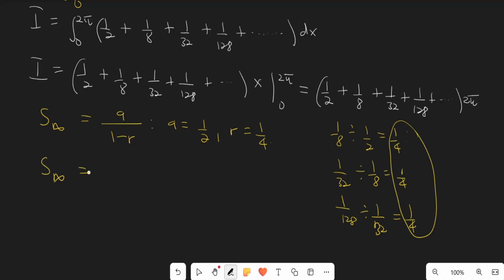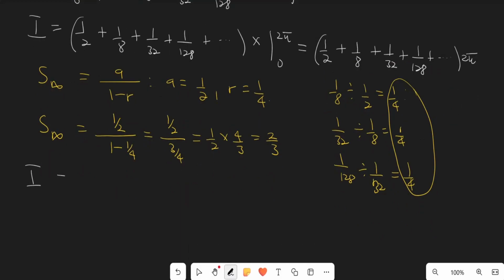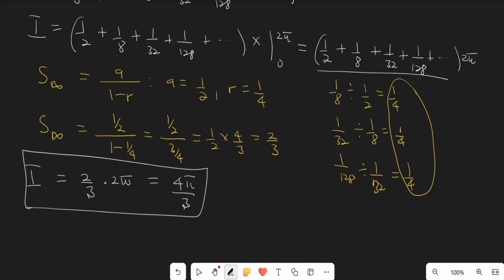So the sum to infinity is equal to a, which is 1/2, divided by 1 minus r, which is 1 over 4. So that is 1/2 over 3 over 4, and that is 1/2 times the reciprocal 4 over 3, which is equal to 2 over 3. So this sum is 2 over 3, right? So our integral I is going to be the sum of this times 2 pi, so 2 over 3 times 2 pi, which equals 4 pi over 3. This is the value of our integral.